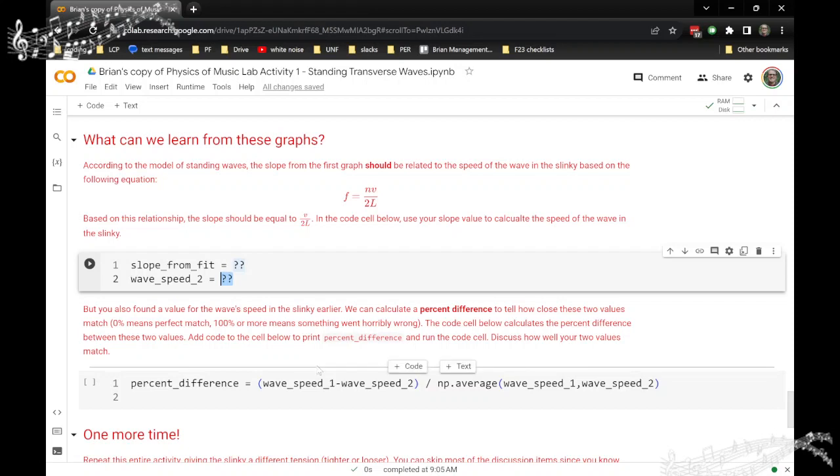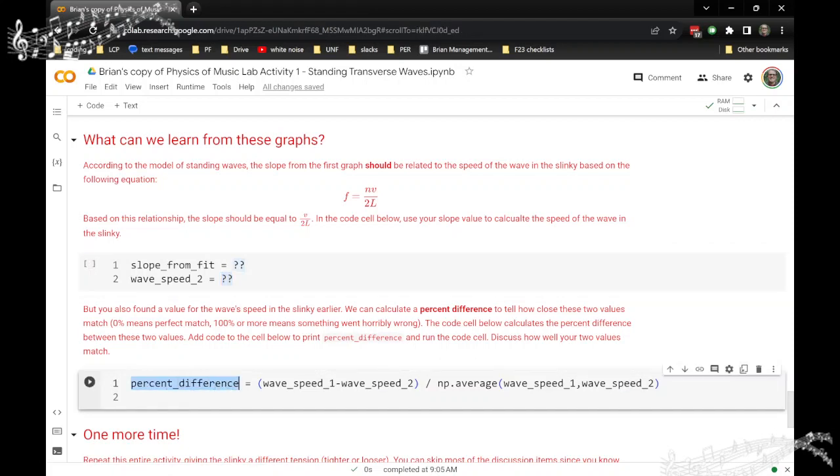And then what will happen, you've got two wave speeds now, right? You've got wave speed based on the actual propagation of the pulse going up and down the slinky. And then you've got this wave speed number 2 from the slope that you just calculated. In principle, these two things should be relatively close to each other. Well, how do I know if they're close to each other? I use something called percent difference.